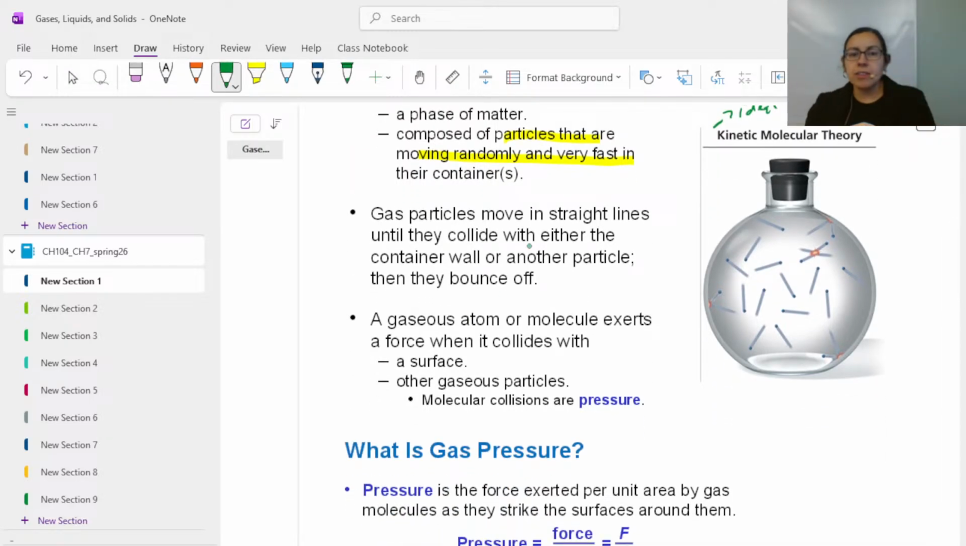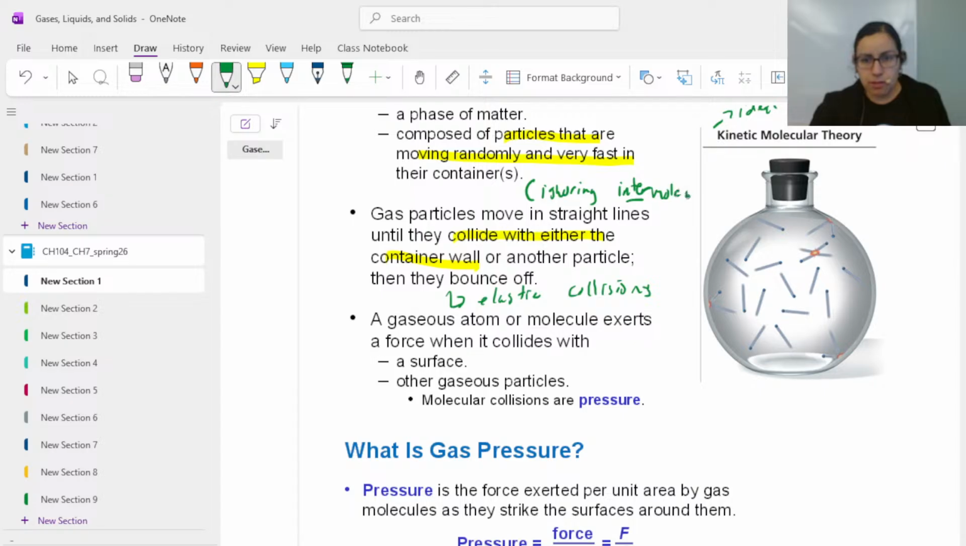Part of this ideal gas is we assume that the particles move in straight lines and are not interacting. They collide with the container, and we assume perfectly elastic collisions. Again, this is all just our assumption for our gas laws. With the kinetic molecular theory, we're ignoring intermolecular forces. We're ignoring any sort of interaction between our molecules. They're just moving in straight lines until they collide, just like a perfect billiard ball.